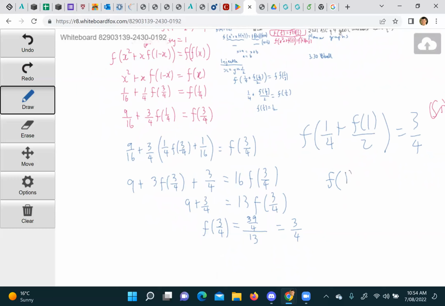So you can cancel the f's. So f of 1 is equal to 3 on 4. And then you can solve for f of 1. f of 1 is 1. Oh my gosh, nice. Now we have a nice little piece of niceness. That's very useful information.